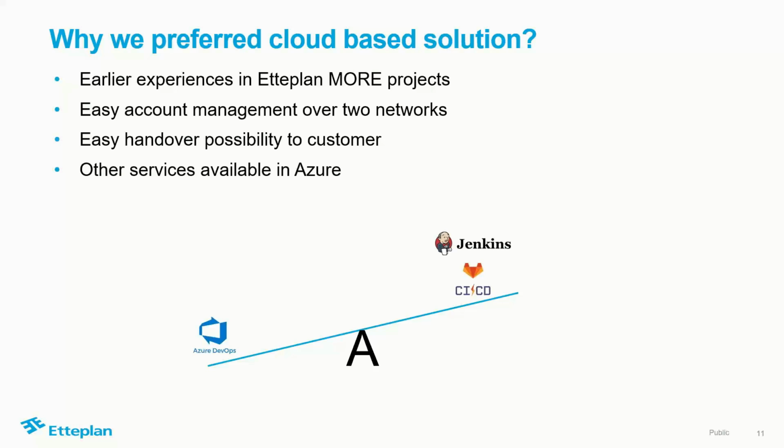Then, as we talk about two different networks, we looked at different alternatives, but this was the easiest solution that we came up with. So easy account management works over two networks pretty easily. You can use different kinds of access tokens and give people accesses pretty easily to contribute to the project. So that was one key thing. And then, as mentioned about this handover phase, it is very easy to hand over to our customers. There aren't any ties to our servers, our software images, or our hardware. So that is one reason.